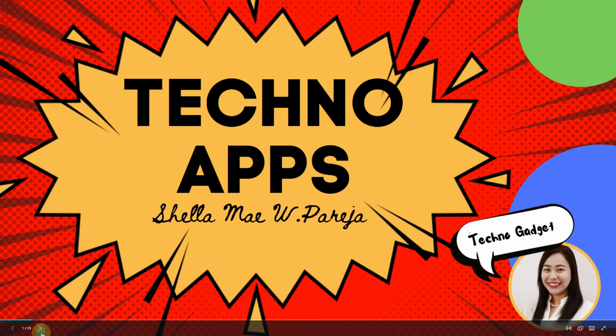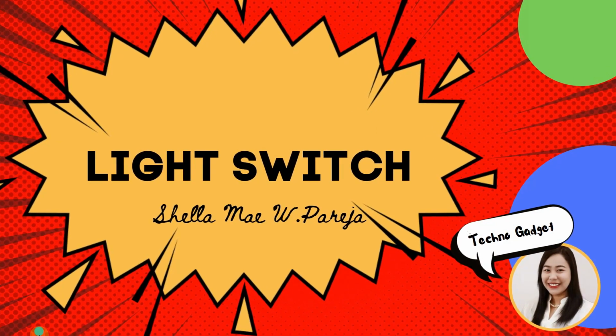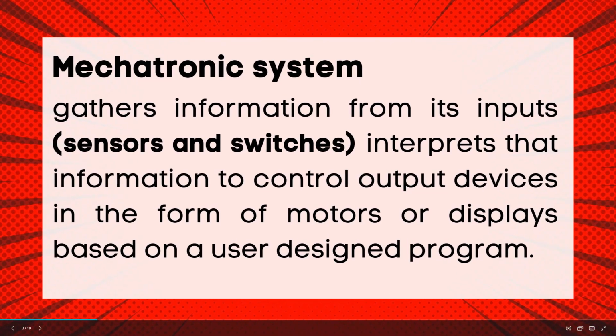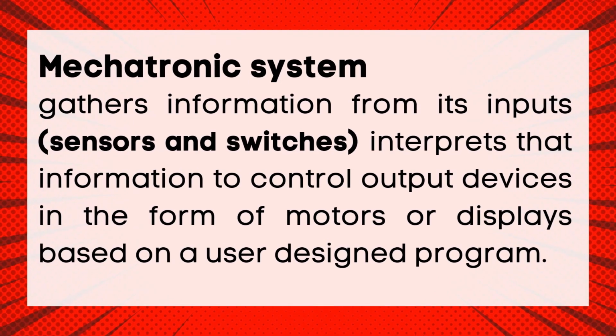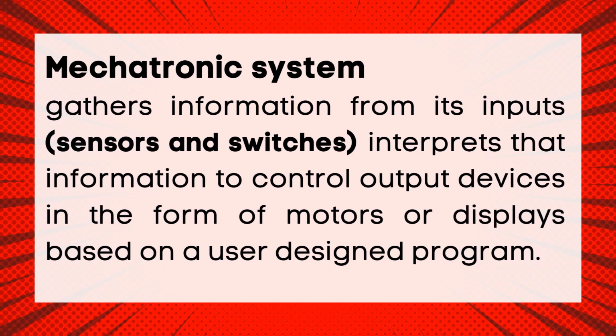For this subject, today we're going to talk about microcontrollers. The control system is the brain of mechatronics. It gathers information from its inputs, which are the sensors and switches, and interprets the information to control output devices in the form of motors or displays based on a user-designed program. One type of control system is the microcontroller.